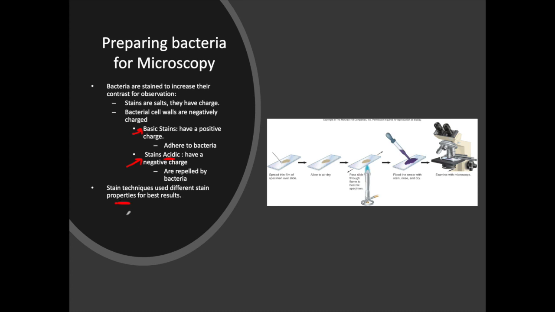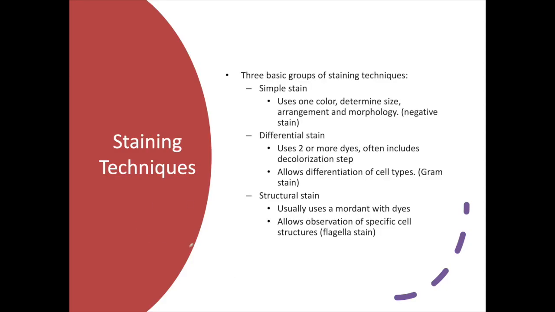Staining techniques are used to enhance or to differentiate different types of bacteria from each other. In the next lecture, we're going to talk about gram staining extensively and the differences in gram staining. But in order to prepare for that, we're going to just talk about some of the different staining techniques that are used. So in staining techniques, we have three basic groups of stains.